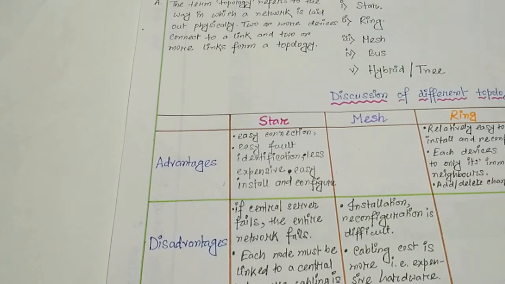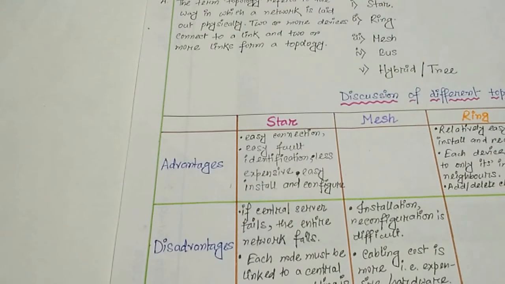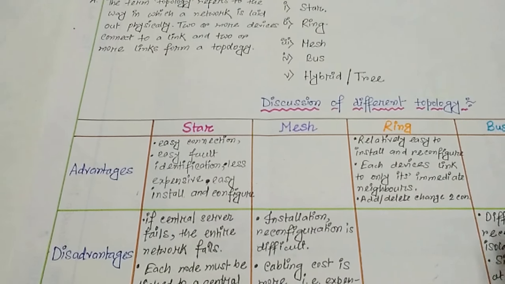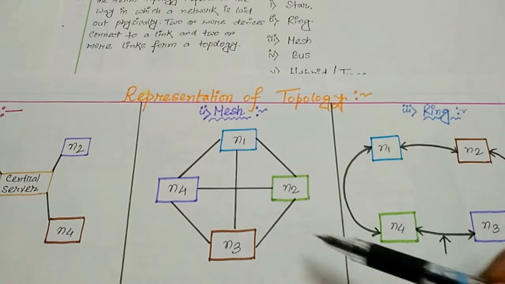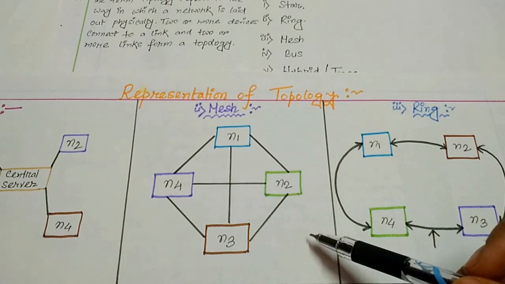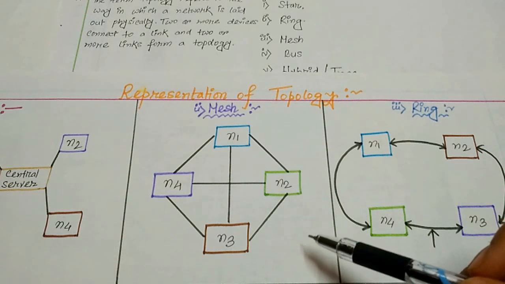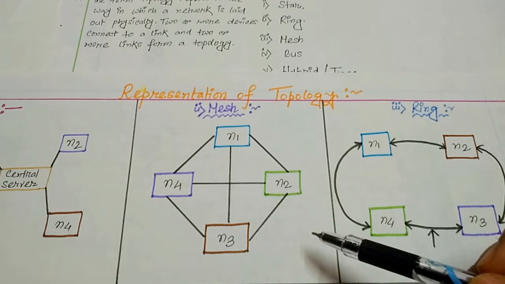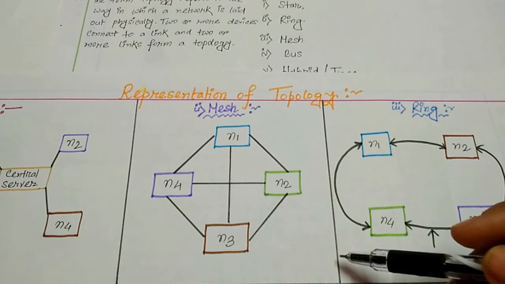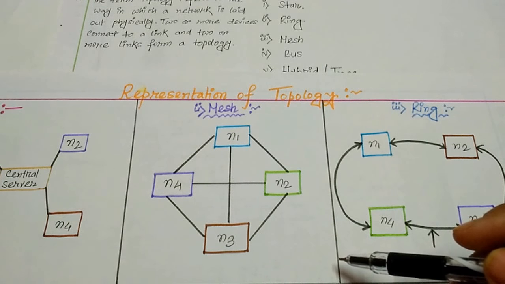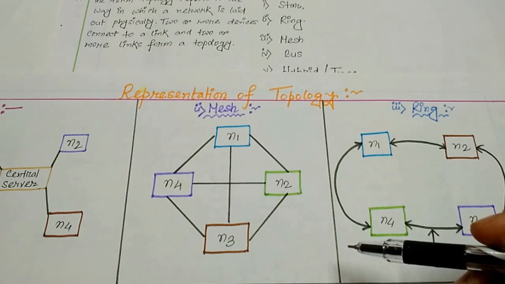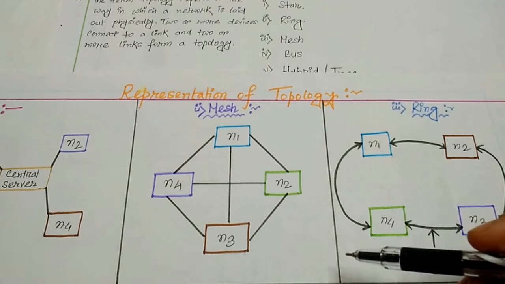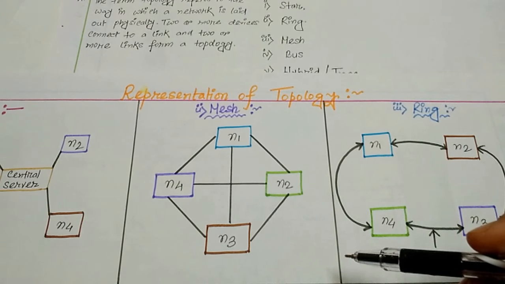Then comes the second topology, which is mesh topology. How does a mesh topology look? This is the figure of mesh topology. A mesh topology is one in which every device has a dedicated point-to-point link to every other device. It is bidirectional. In a fully connected mesh network, physical channels exist.